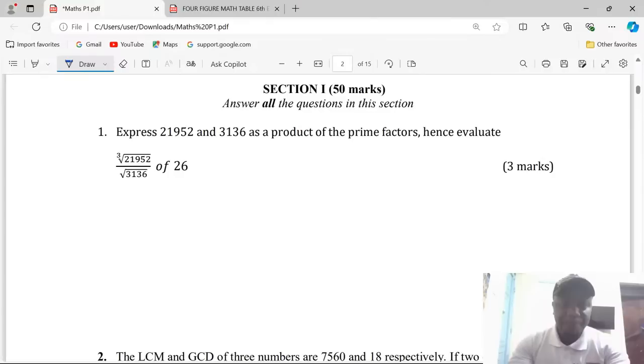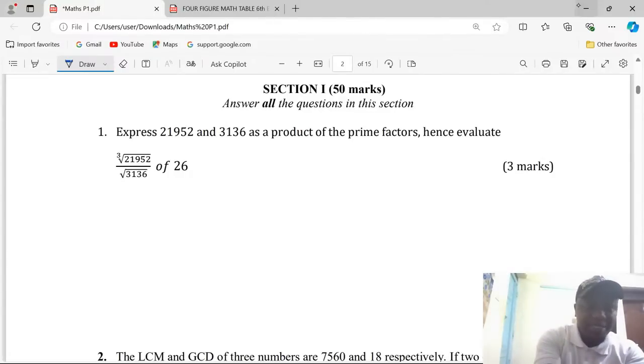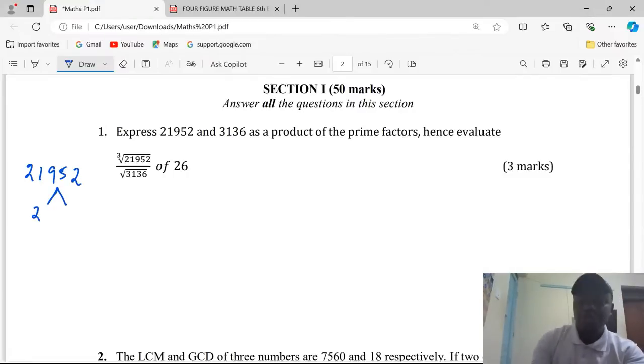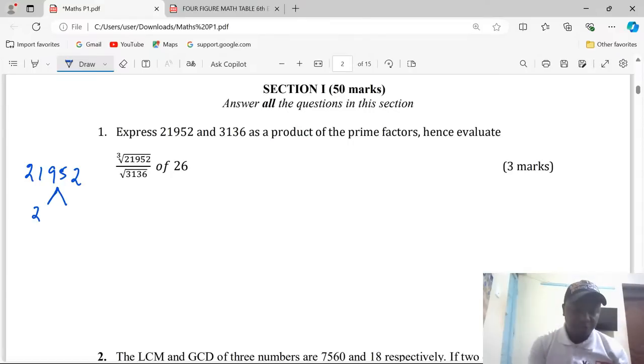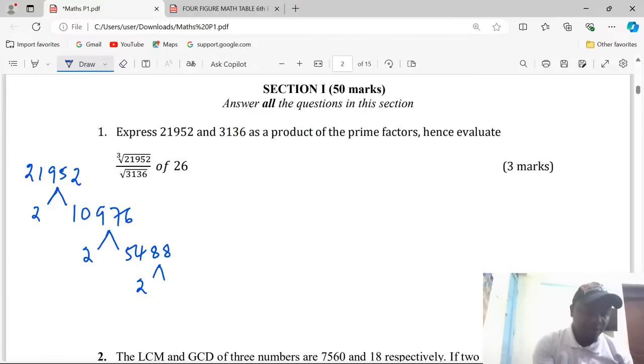So let us approach this question. The first thing will be to express numbers in their prime factors. We start with 21,952. The least prime factor is usually 2, so we divide 21,952 by 2. This gives us 10,976. It's an even number, so we continue dividing by 2. This gives us 5,488. We divide again by 2.